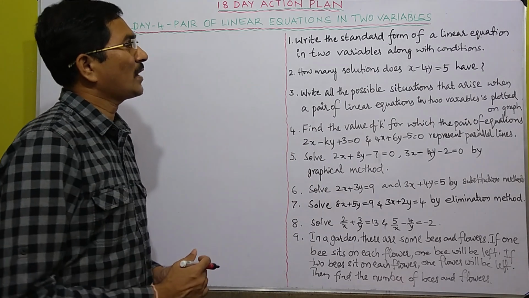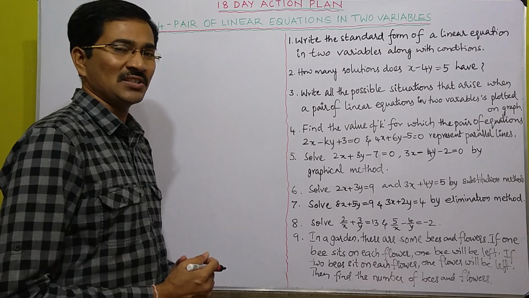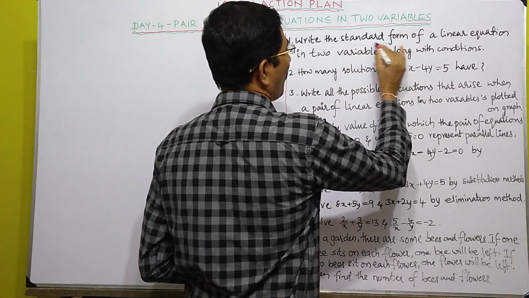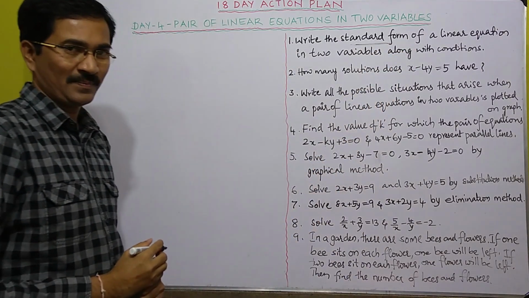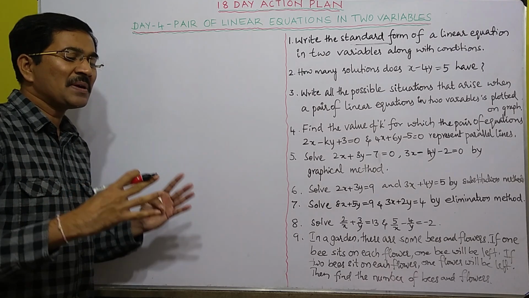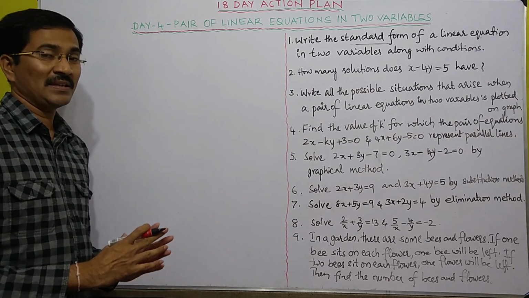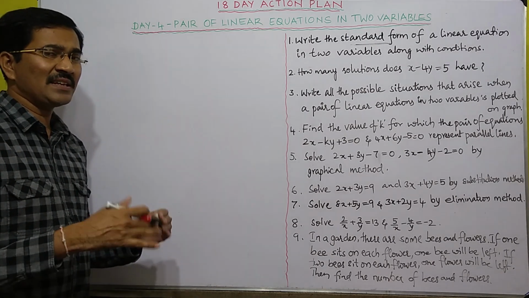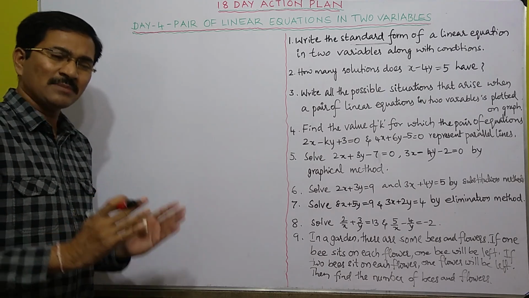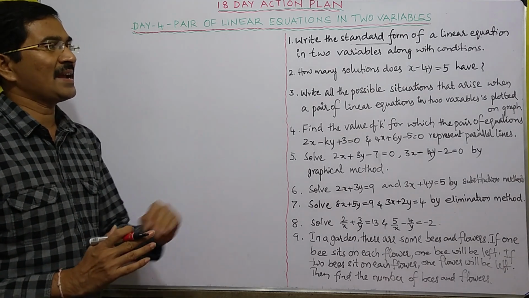The first question says: write the standard form of a linear equation in two variables along with conditions. So let us see what he is asking. He is asking the standard form. What is a standard form first of all? Standard form is something which consists of all special characteristic features. That means every feature is seen in that. It is typical, so it possesses every character. Sometimes some of them may be missing, but if you have the maximum of things, they are all possessed in this standard form. That is called a standard form.